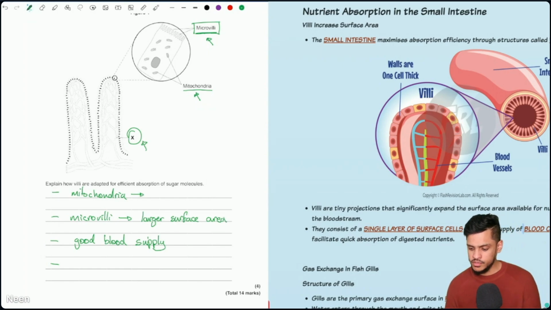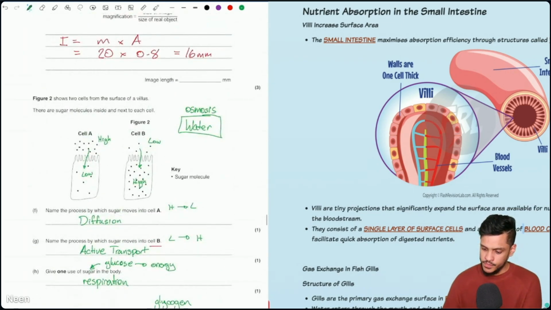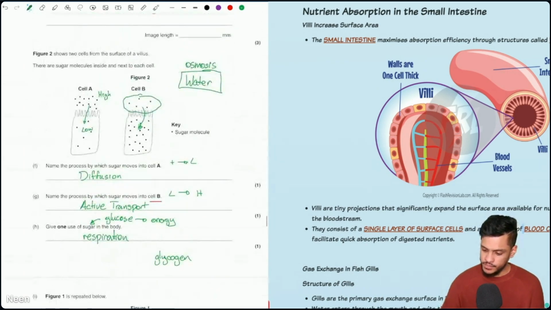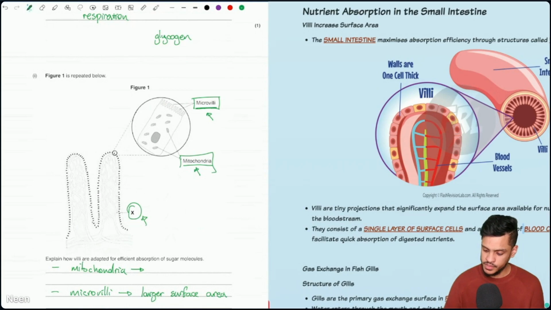Mitochondria, why would it be useful for these to have mitochondria? These are the cells. Remember, villi are found in the small intestine, and they are used to absorb digested food molecules. So if you have this situation here, where the digested food molecules are low concentration, and you're trying to get them to go into a high concentration, you're going to need energy, aren't you? Where do you get that energy from? You get it from the mitochondria. So that's what you should mention there.